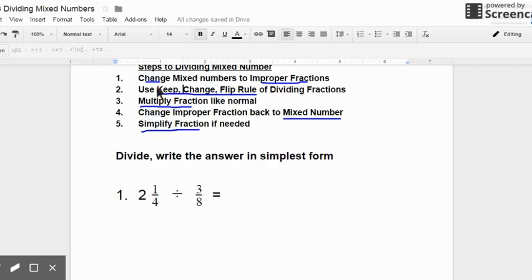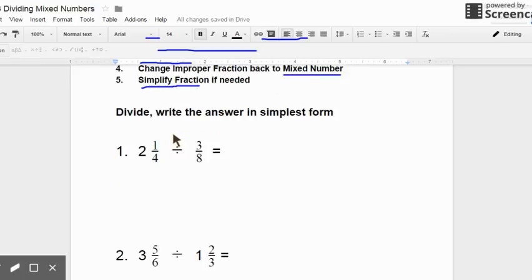So once again, we're going to change the mixed numbers to improper fractions. We're going to use the keep, change, flip rule of division. We're going to multiply the fractions like normal, either using cross-canceling or multiplying across. We're going to change improper fractions back to mixed numbers at the end, and then make sure everything is simplified down. So let's go over an example.